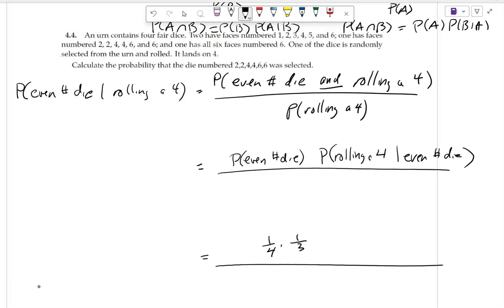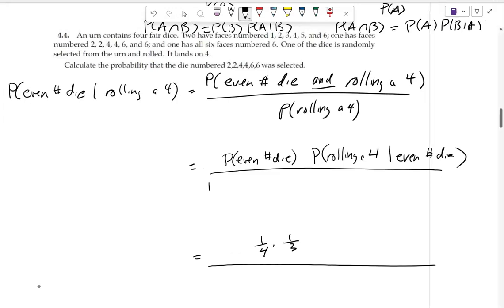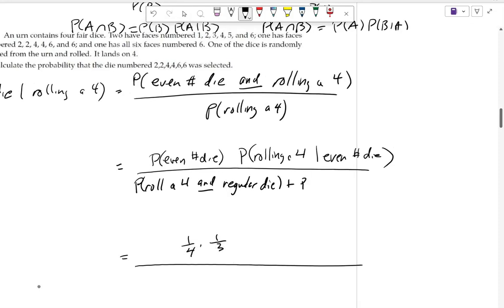So the way I could write that is: I rolled a 4 and had a regular die, or I rolled a 4 and had an even number die, or I rolled a 4 and had the all 6s die.